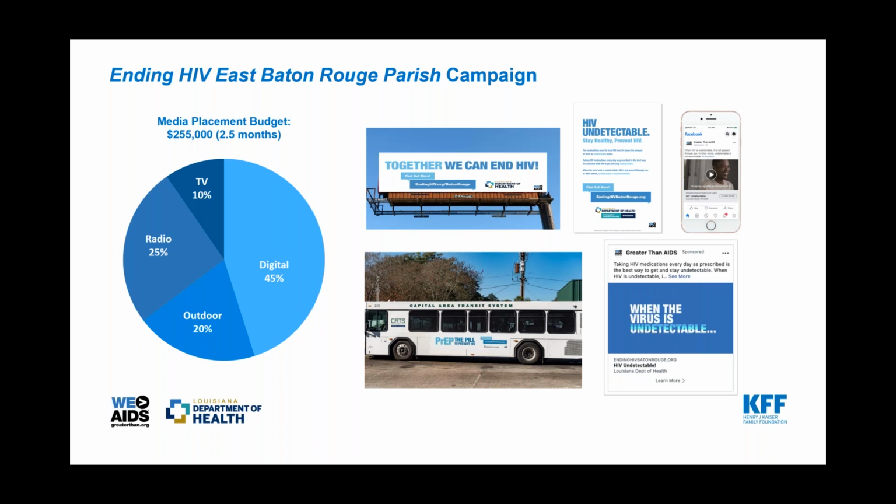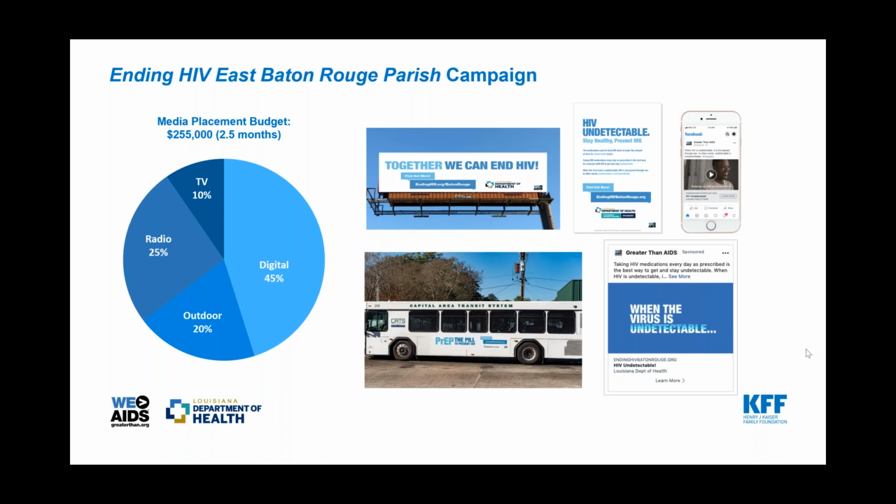And you can see here on the left how we allocated the available budget. And just to note, this is a pretty good size budget. We had about $255,000 to place, and this is for an area with a population of about 440,000 residents. So you can see here we spent almost half, about 45% of our budget, on digital. And it was a pretty extensive campaign with a focus on YouTube and Facebook and Google Ads.